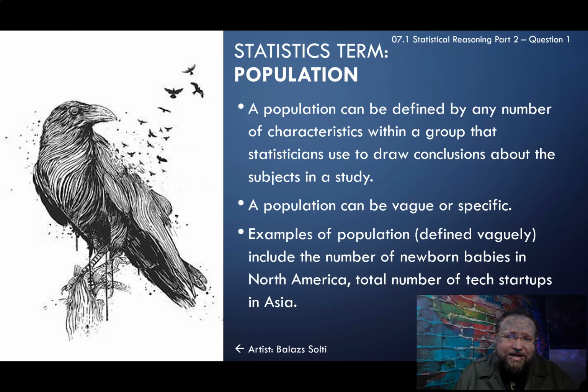And it can be vague to being more specific. So say a vague example could be the number of newborn babies in North America, or say the total number of tech startups in Asia. Now it's a little bit vague because North America is a large region. Even more vague would be newborns in the entire world. And this is getting a little bit more specific.